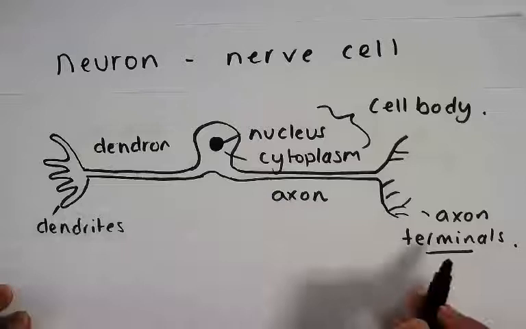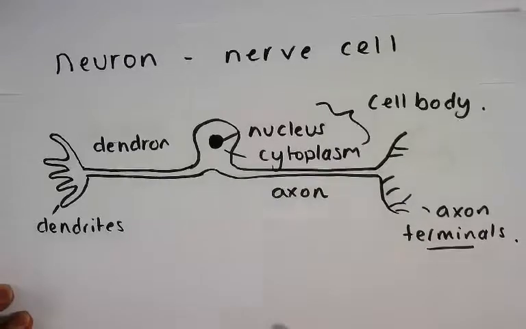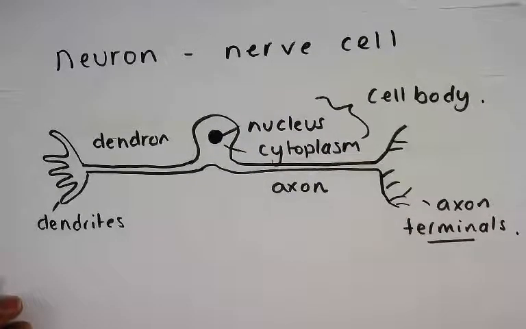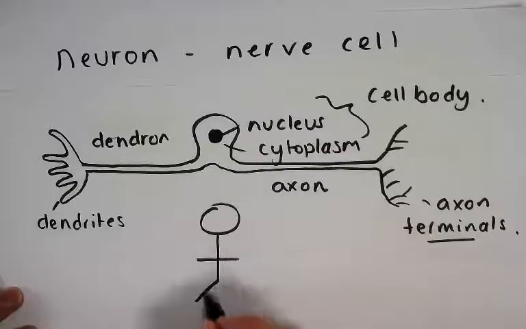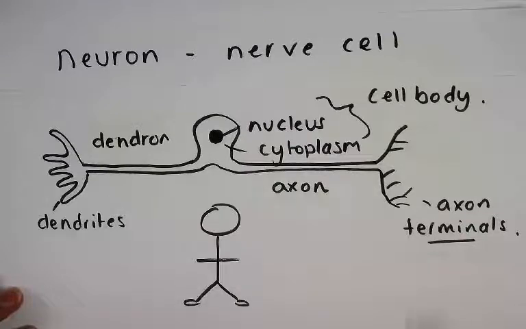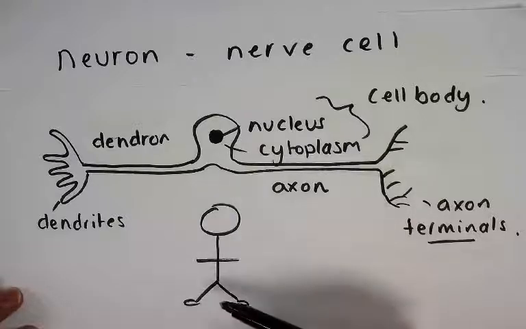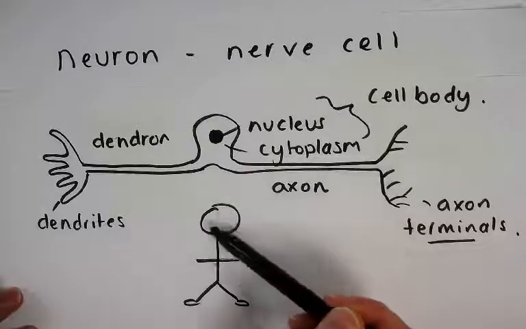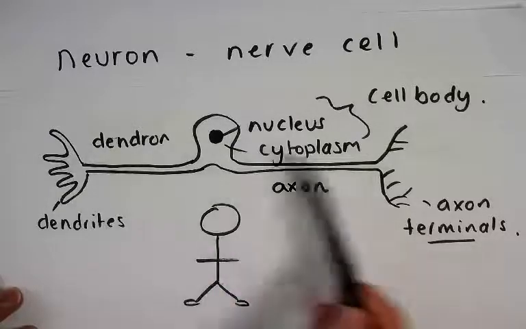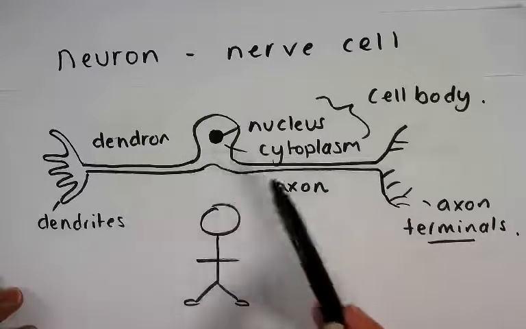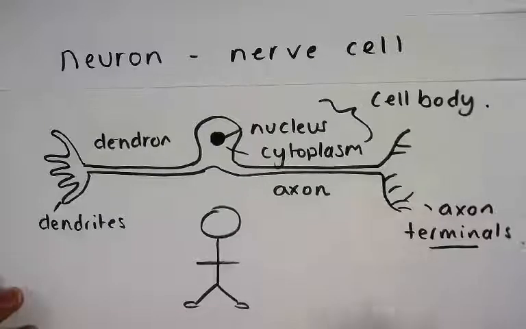And importantly, both the dendrites and the axon terminals are branched, which allows these cells to link up to other cells in the body. So if you think of a person, they are going to need to have nerve cells or neurons stretching around the whole area of their body. So that could potentially be from the brain right down to the toes. So what we'll look at now is how these nerve cells are actually going to link together to allow a person like this to respond to things in their environment.